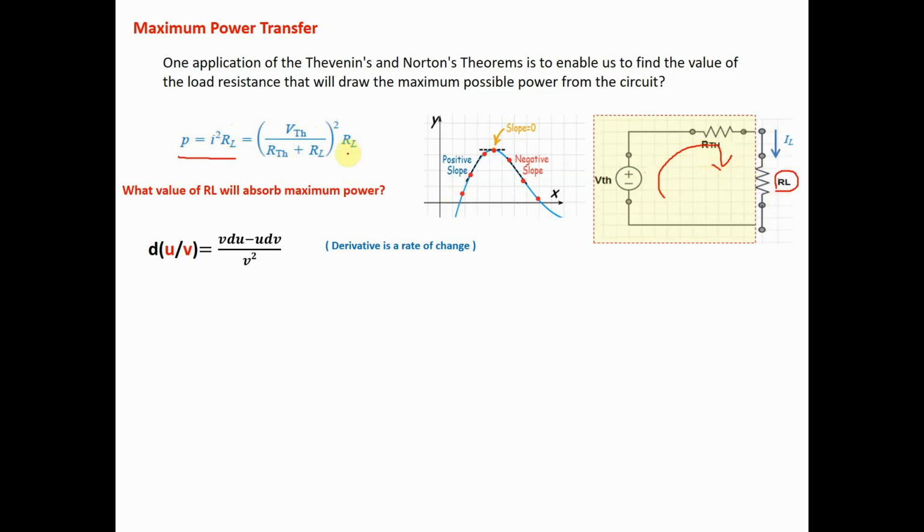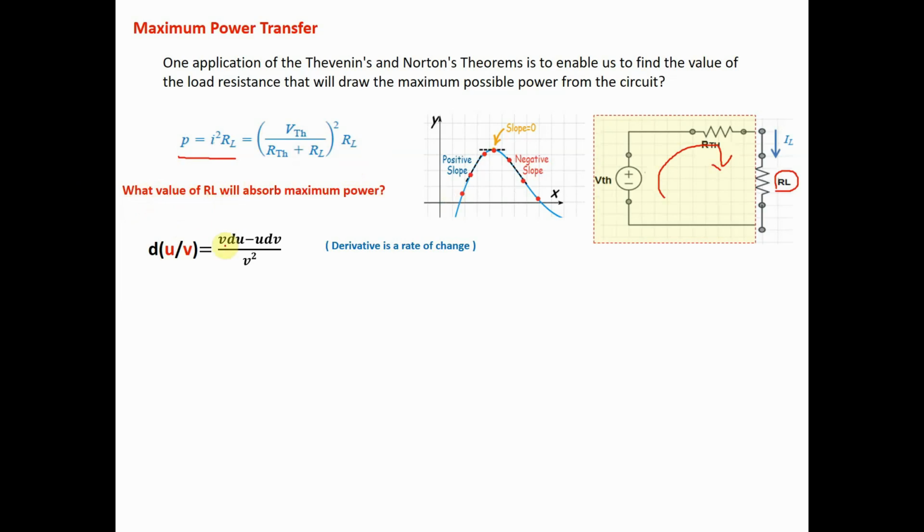Now, what are we going to do? We have to take the derivative. Okay, if you still remember your topic in calculus about maxima and minima. Why do we need to take the derivative in order to determine the maximum power?